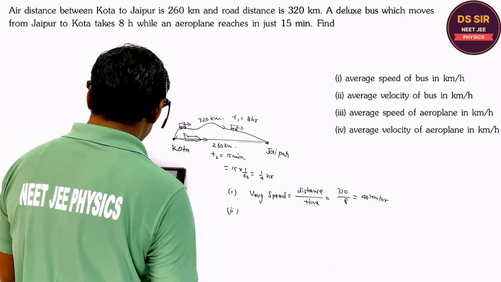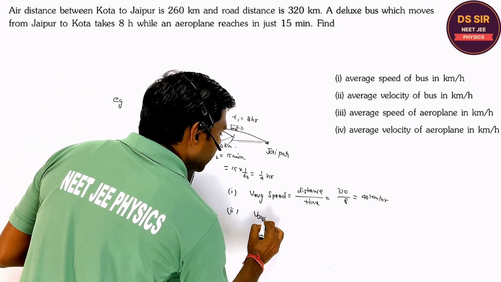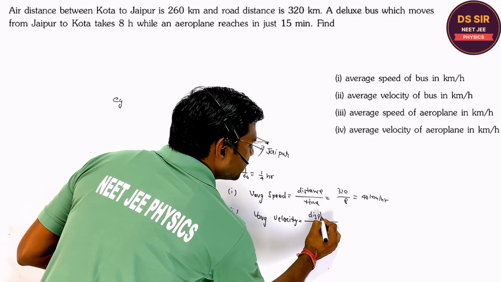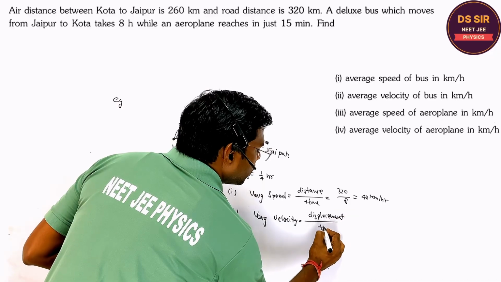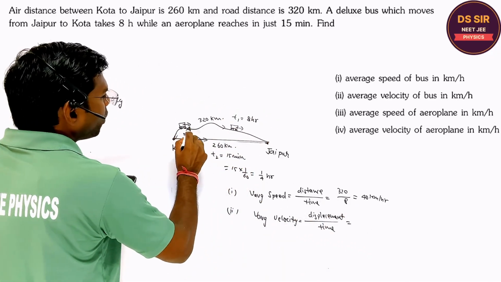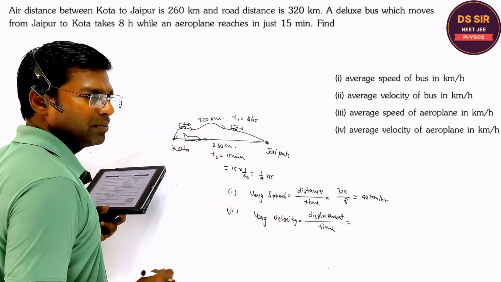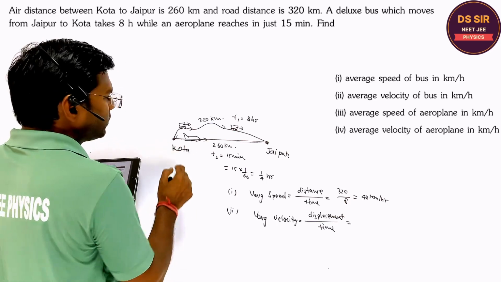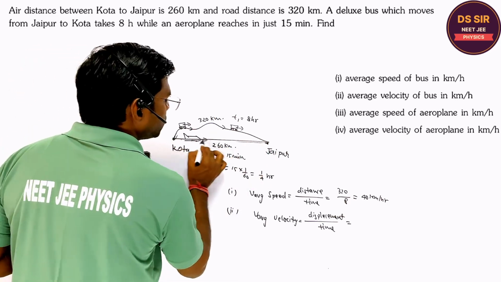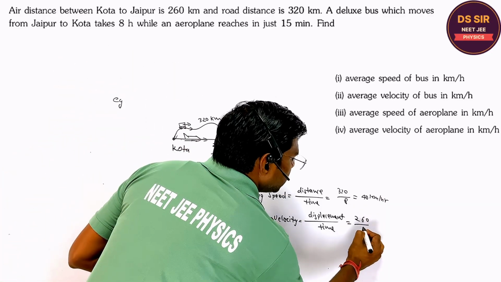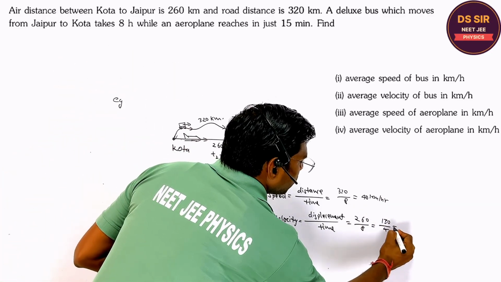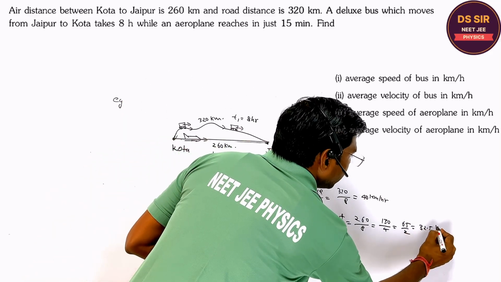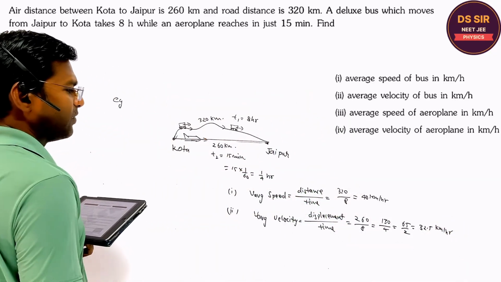Fine. What is the second part? Average velocity of the bus. What will you write? The total displacement divided by total time. When the bus is moving along this path, can you tell me what is the total displacement? The total displacement is the line joining initial to final position, or the shortest distance. 260 divided by 8, 65 divided by 2, is equal to 32.5 kilometer per hour. So this is the average velocity.